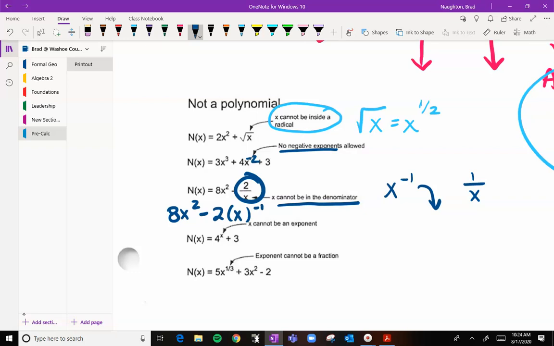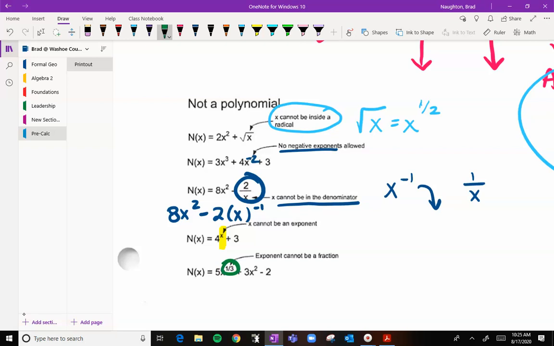That's what it comes down to. You can't have an exponent in your exponent. The x can't be the exponent, because that's what we call exponential growth or decay. It is something completely different. And once again, no fractions.